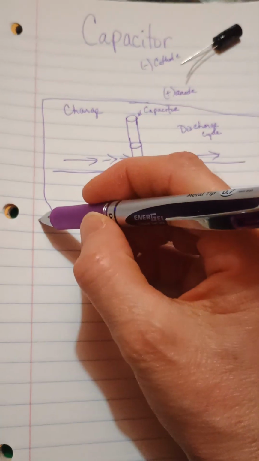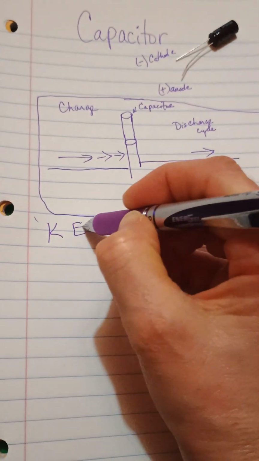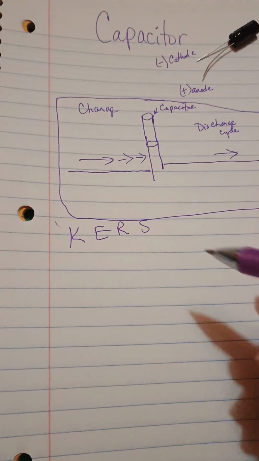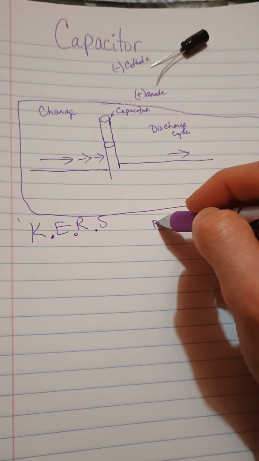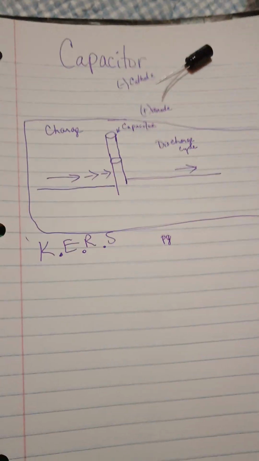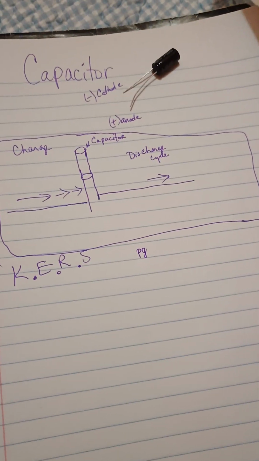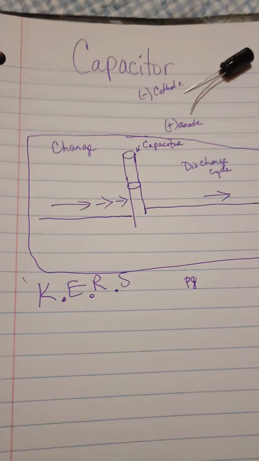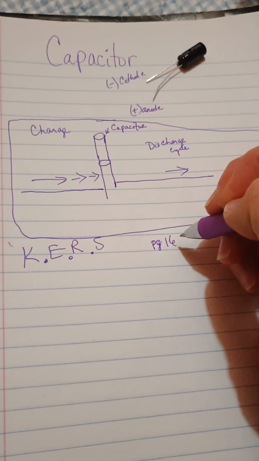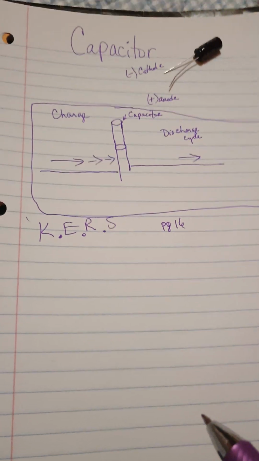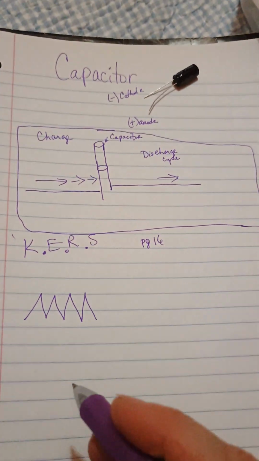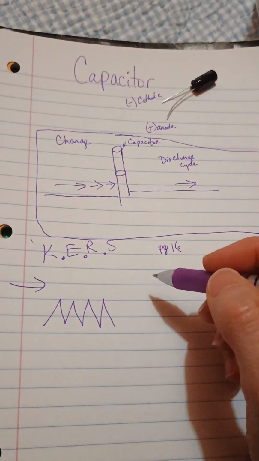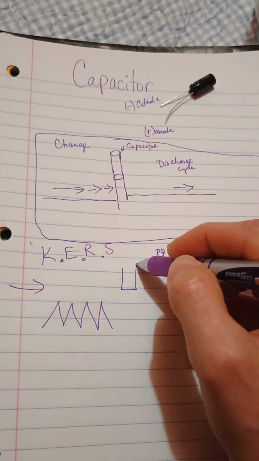KERS, sorry, I'm writing crooked. In the KERS system on page, what page did I say that was? Page 16, was it? Yes, page 16 in your books, so you can go back and read about that. In the KERS system, you have what we call our energy coming in, and then you have your capacitor up here.